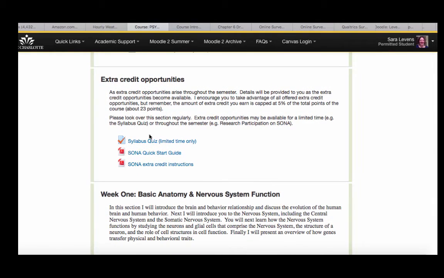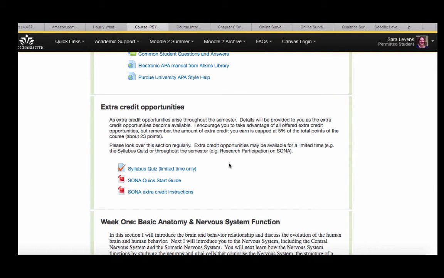In our next section, we have extra credit opportunities. There is a syllabus quiz that's available for a limited time only. Please take it after you have read through the syllabus. We also have extra credit opportunities via SONA, so you can participate in research. As the summer session progresses, there will be a couple of other opportunities posted here. If there is an extra credit opportunity, it will be posted here. If you want to find out more about extra credit opportunities or see what is available, you can look at this section.